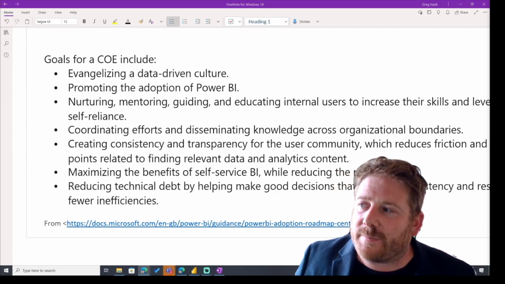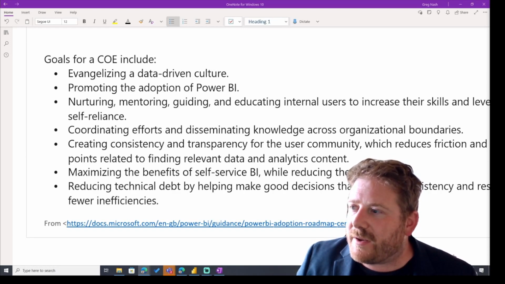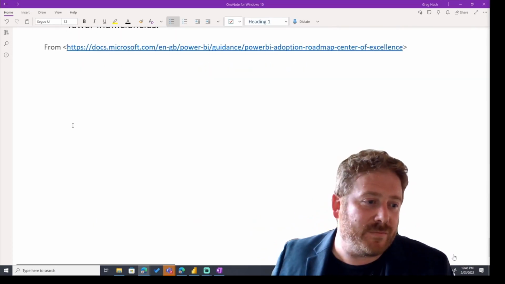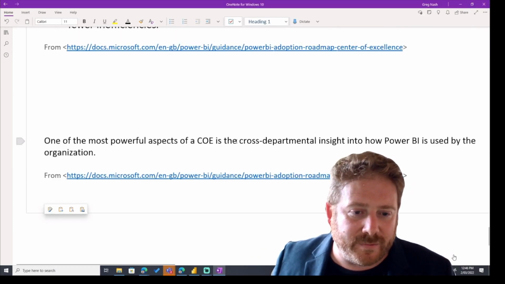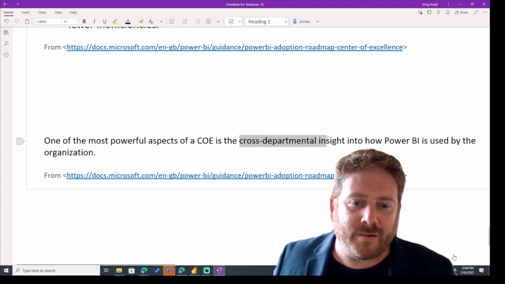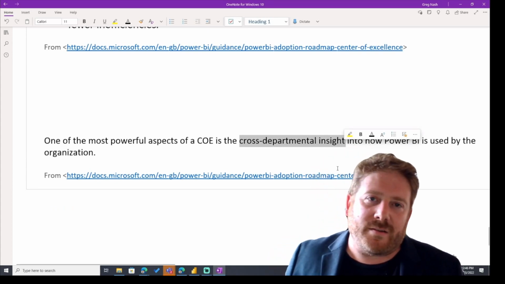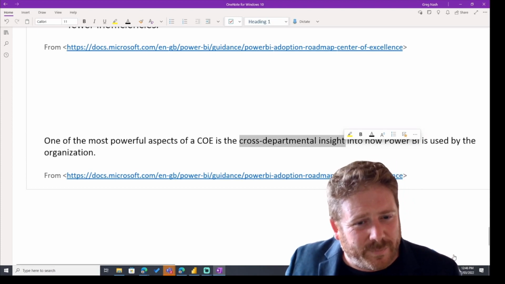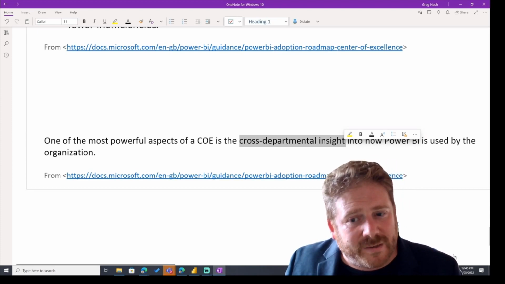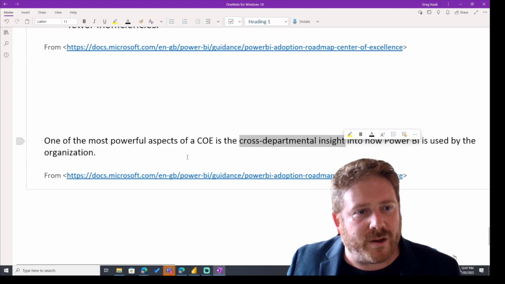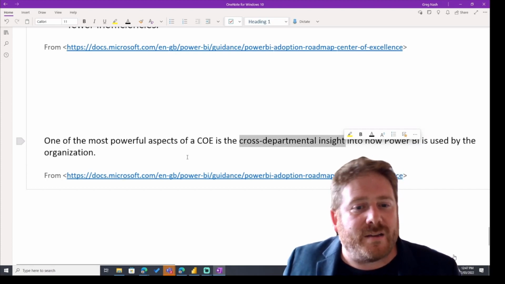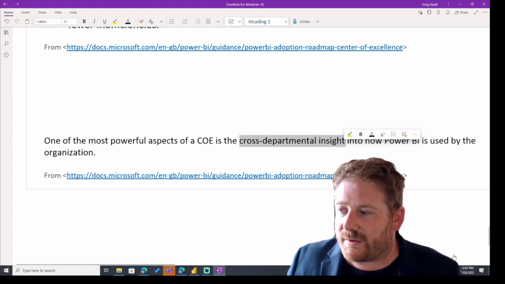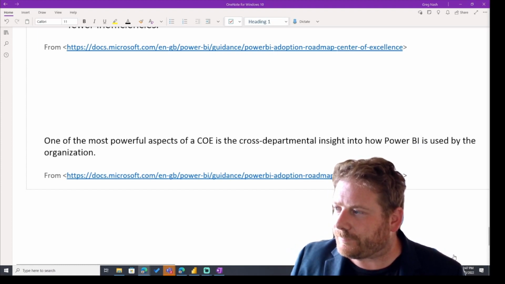One of the most powerful aspects of a COE is the cross-departmental insight into how Power BI is used by the organization. I think that's really important. Cross-departmental is the key word here. Because you need representatives from everywhere to be able to do it. It's not just an IT thing. It's not just the BI team. It's about how the business needs to use Power BI as well, and who those teams are in the business, and then providing insight into how that gets used across everywhere. So something really important there.